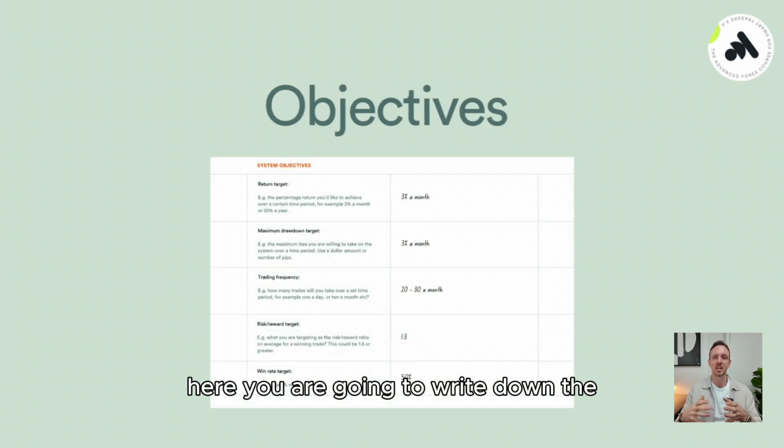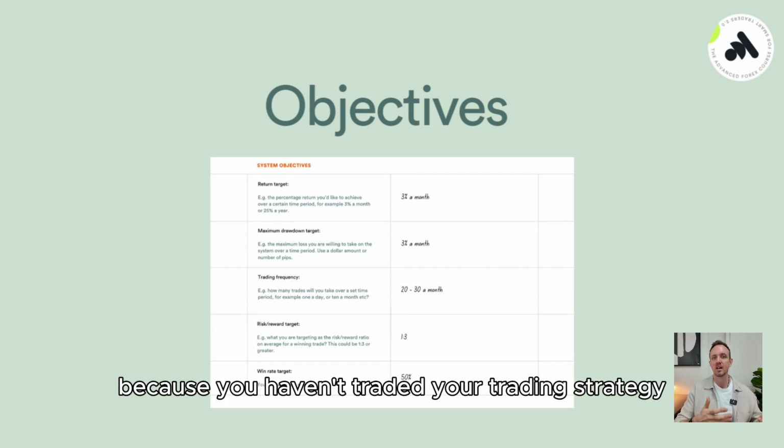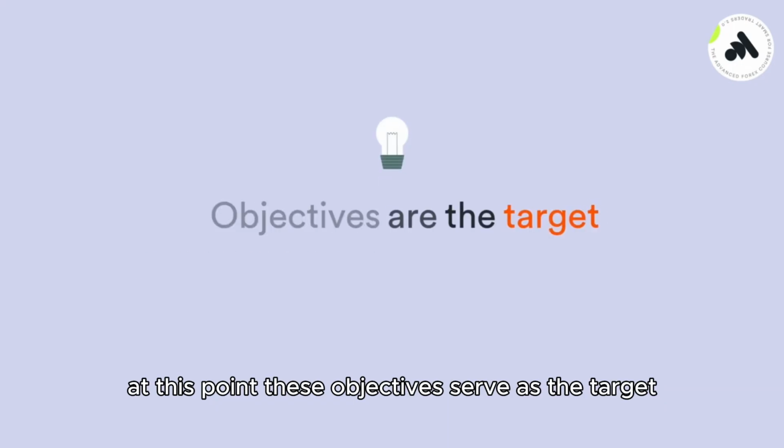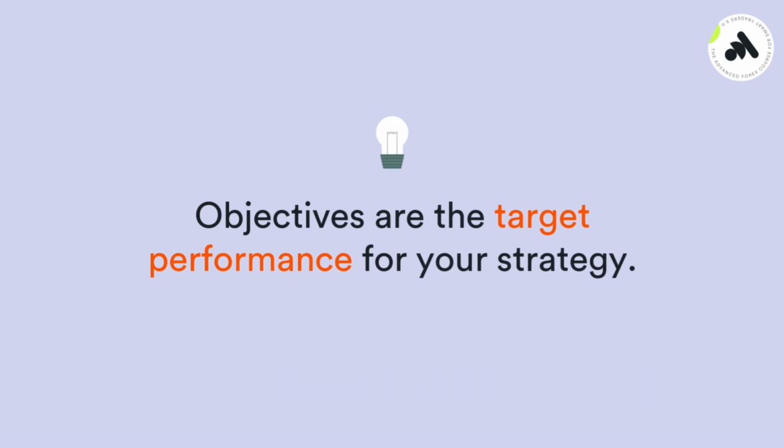Here you're going to write down the objectives that you came up with in Lesson 4. And just remember, because you haven't traded your trading strategy at this point, these objectives serve as the target performance for your strategy. They're what you're designing your trading strategy to achieve.